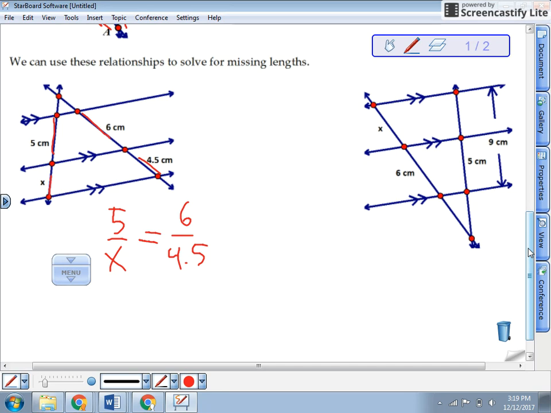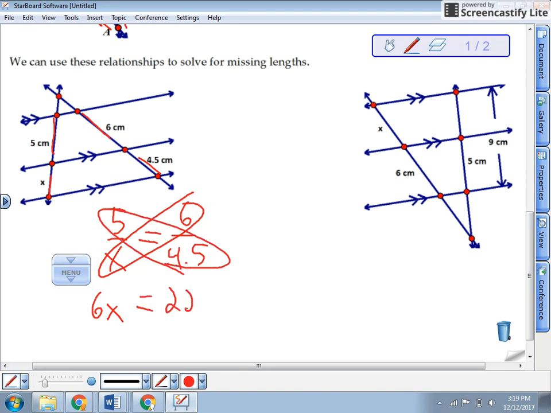But now, how do you solve any proportion in the world? Just cross multiply. So we're going to get 6X equals 5 times 4.5. That's going to be 22.5.